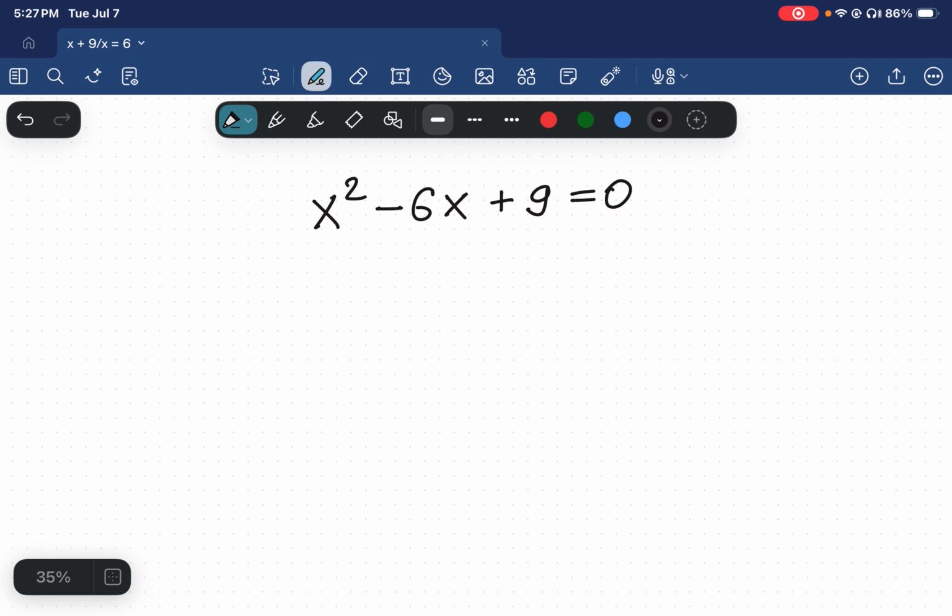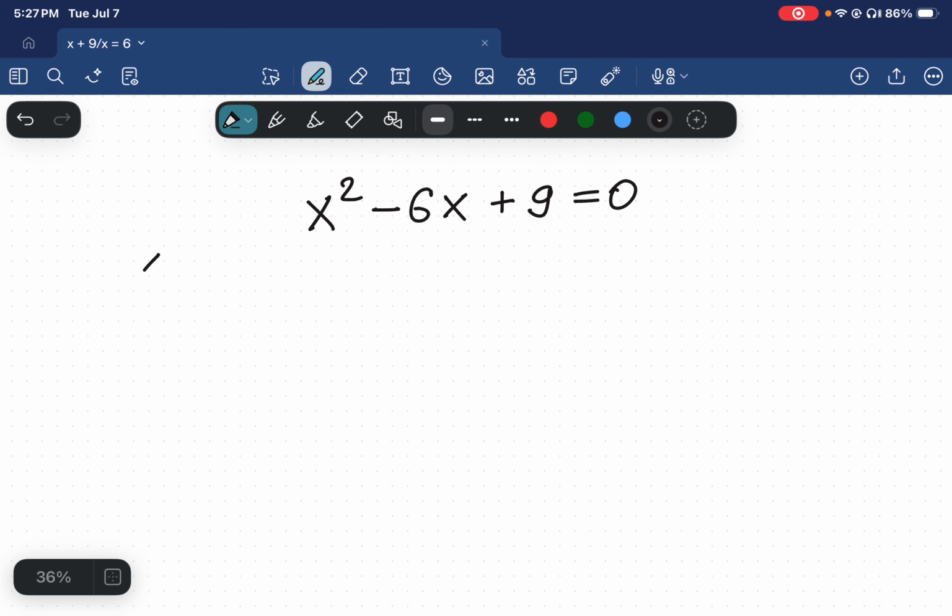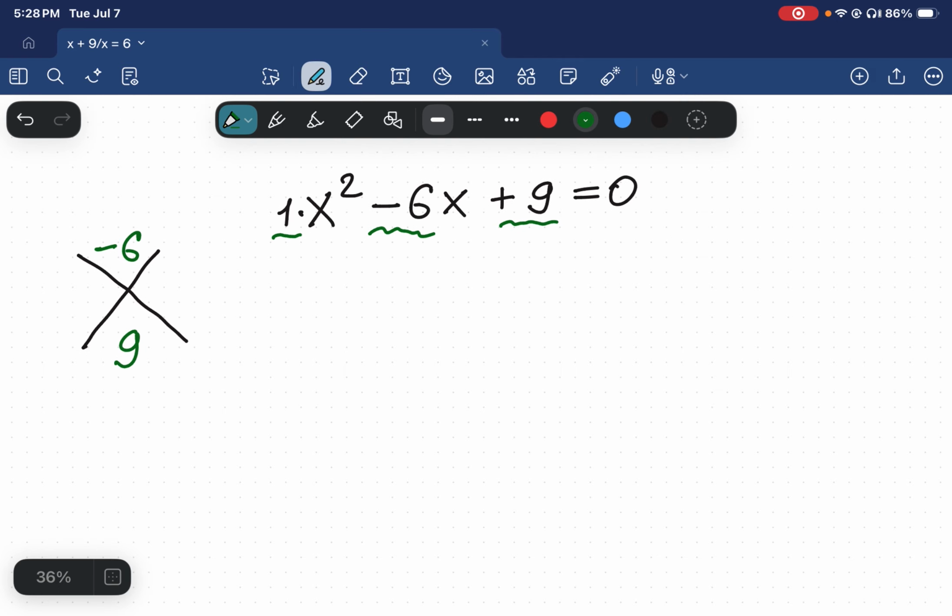I prefer a diamond method, so let's use this one. In our case, a is actually 1. So we take our a, which is 1, and our c, which is 9, multiply them together, and this number goes to the bottom. 1 multiplied by 9 is 9. Our b, which is negative 6, goes to the top. Now we need to find two numbers which multiply to 9 and add to negative 6. And these are minus 3 and minus 3.